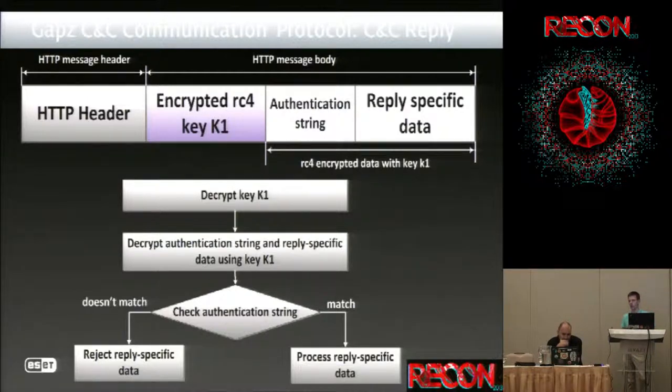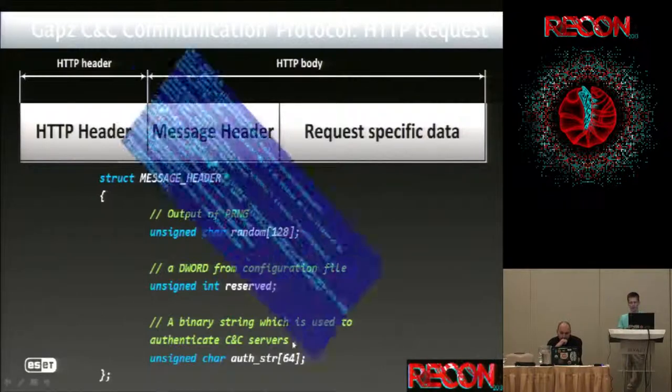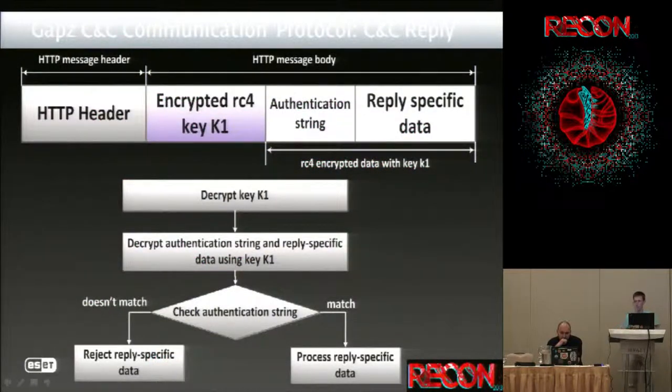And here is what the malware receives as a reply. The message starts with the encrypted RC4 key K1. And this key is encrypted using an elliptic curve cryptography encryption scheme. So the first thing the malware does, it decrypts K1 using a private key, which is instantiated within the malware body. As soon as it obtains K1, it decrypts the rest of the message with the RC4 cipher with K1. And then it checks the authentication string against the one which was sent previously. If the strings match, that means the data came from the authentic CNC server and the malware processes the reply. Otherwise, that means someone is trying to send fake data to the malware and it just rejects it.